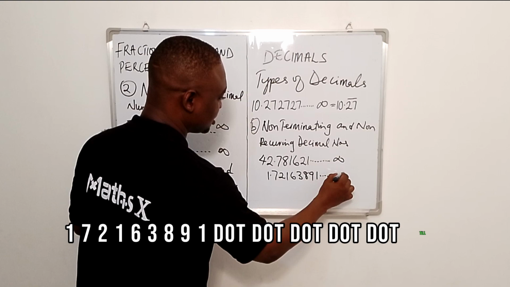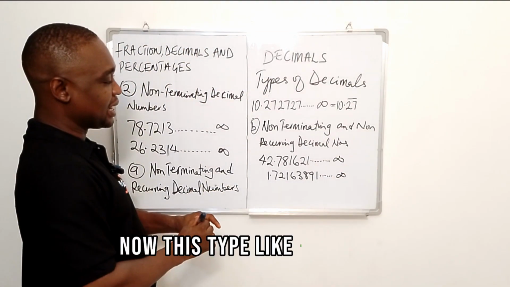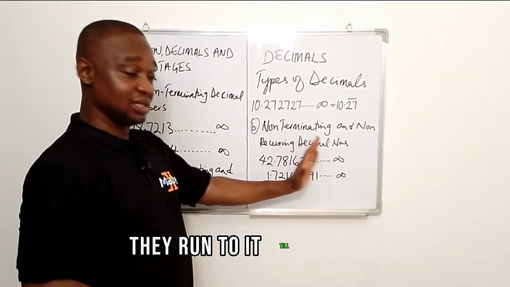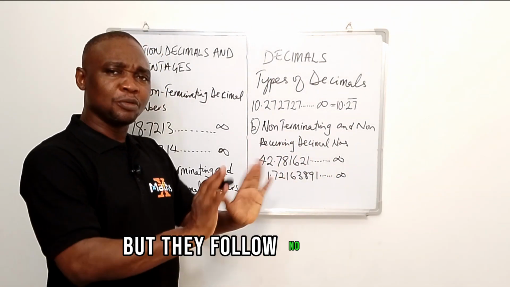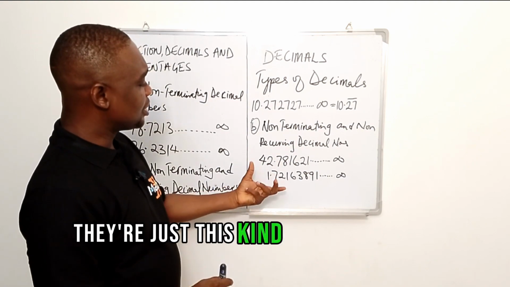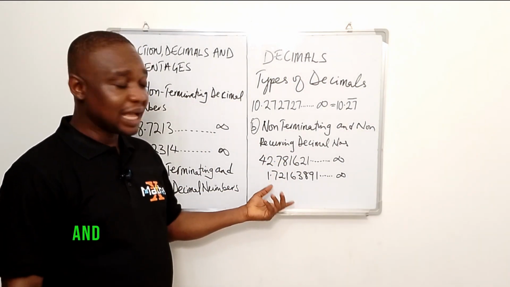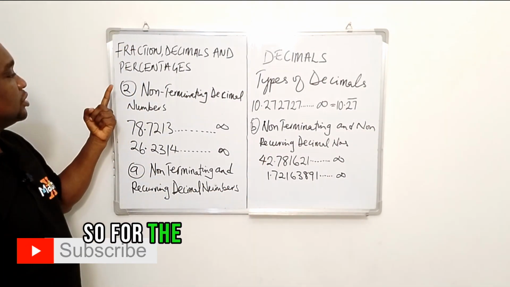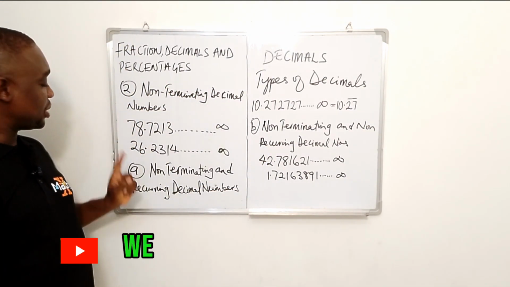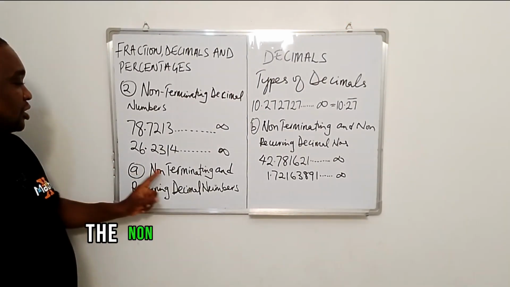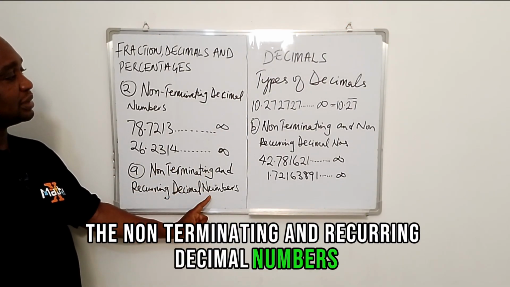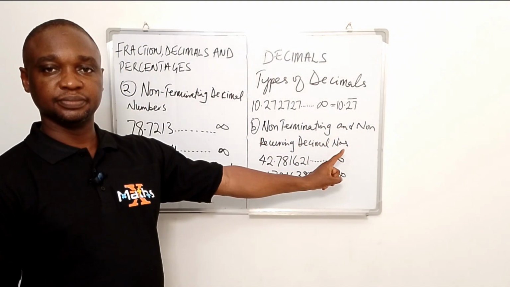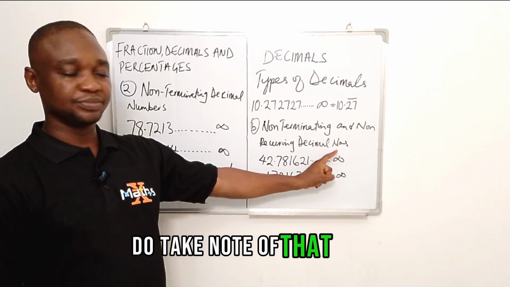1.72163.891 dot dot dot dot dot till infinity. Now this type, like I told you, the numbers after the decimal point are endless. They run till infinity, but they follow no pattern. They are just there. These kinds of numbers are irrational, and they cannot be expressed as what? Fractions. So for the non-terminating decimal numbers, we have two types: the non-terminating and recurring decimal numbers and the non-terminating and non-recurring decimal numbers. Do take note of that.